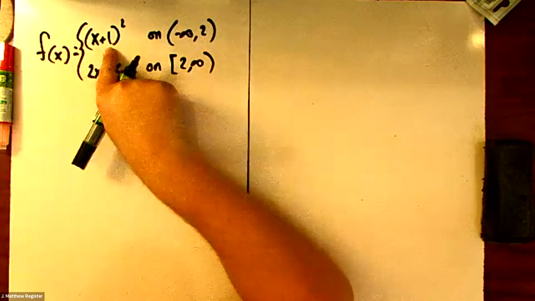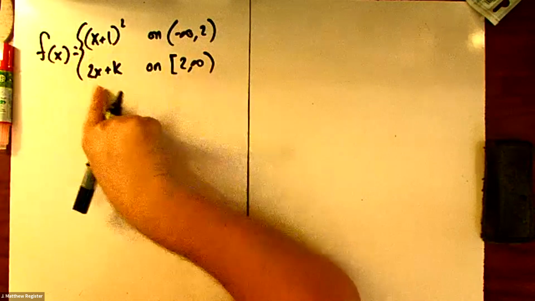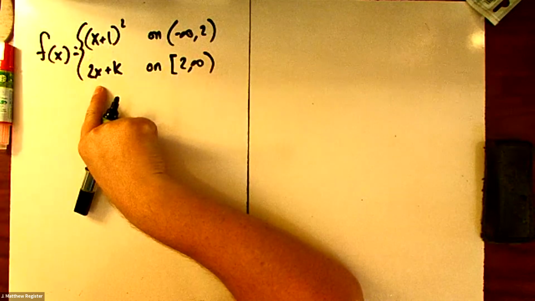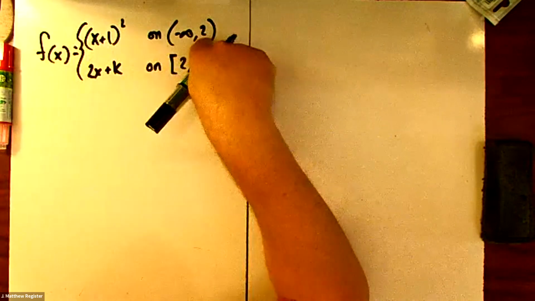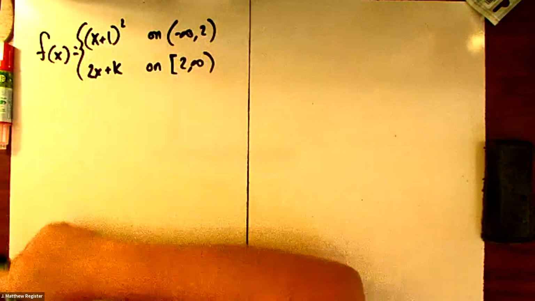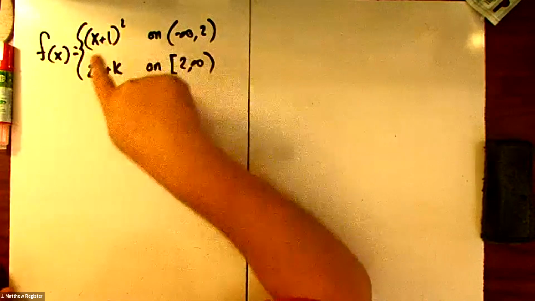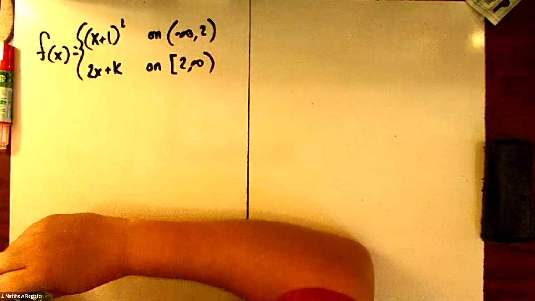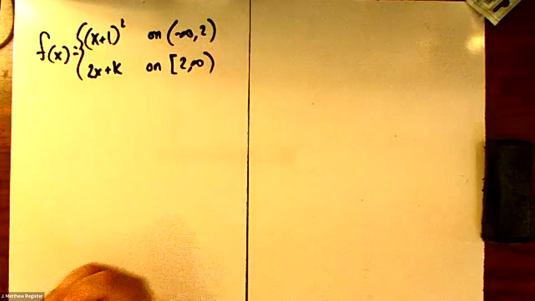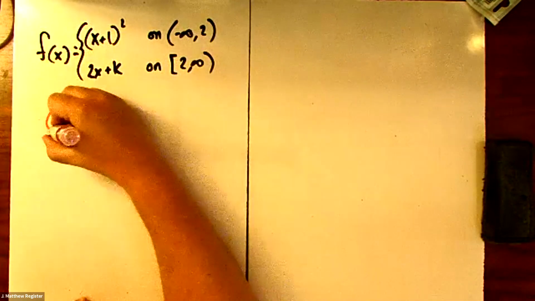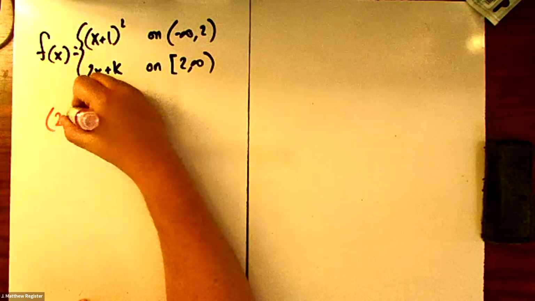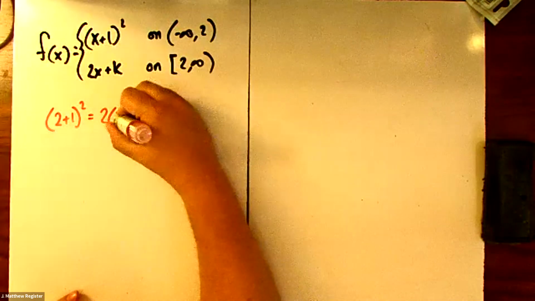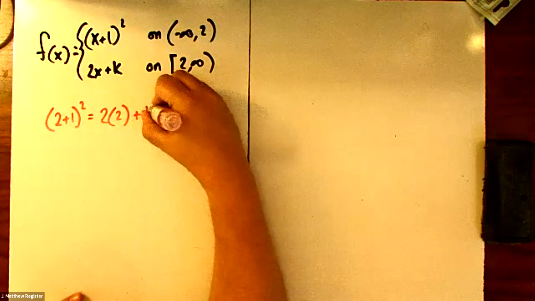Well, we know that this is continuous everywhere. We know this is continuous everywhere. The only place we have to worry about is at the value 2. Because at the value 2, we go from the first equation to the second equation. And so all we have to do is plug 2 in, which will give us 2 plus 1 squared equals 2 times 2 plus k.